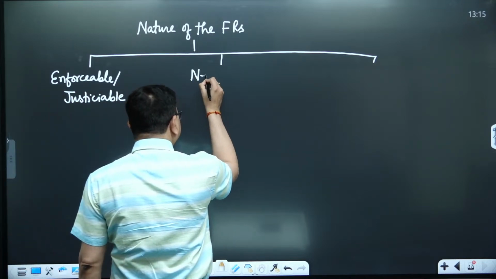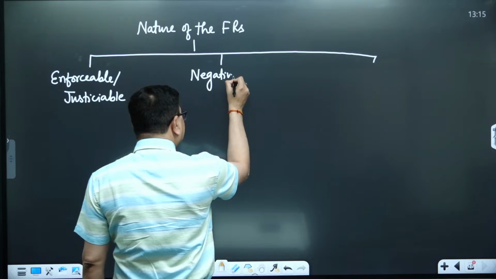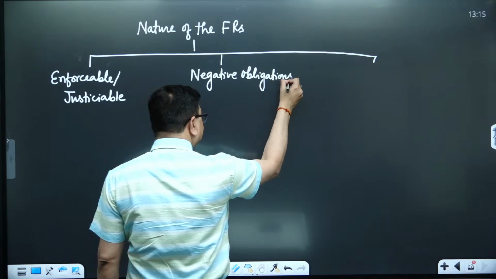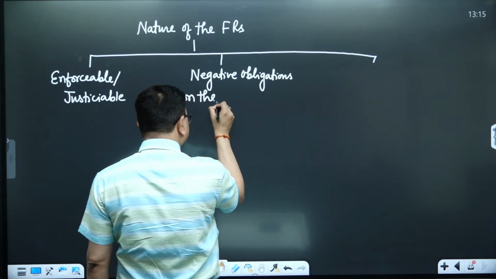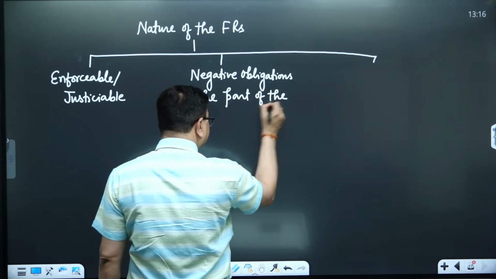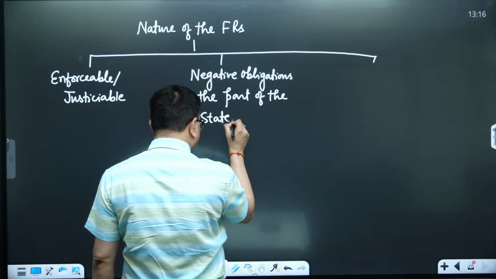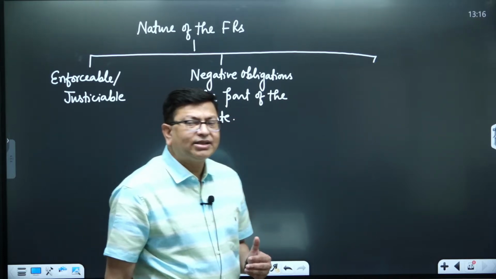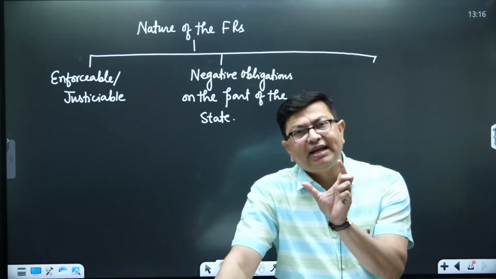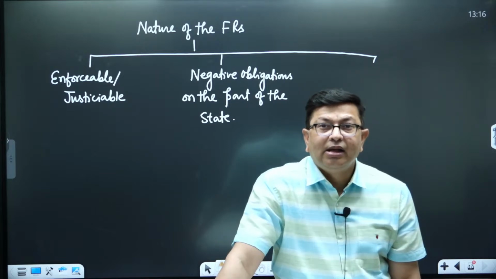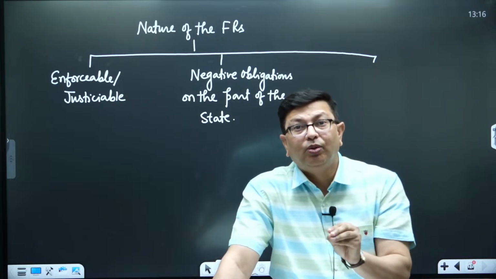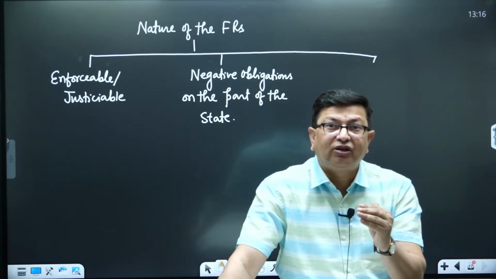Secondly, these are negative obligations on the part of the state. When we say negative obligations, during your preparations you may have read such things. It is because of the words that have been used in the fundamental rights: the state shall not discriminate, the state shall not deny. What the state shall not do? So it is a negative obligation on the part of the state.